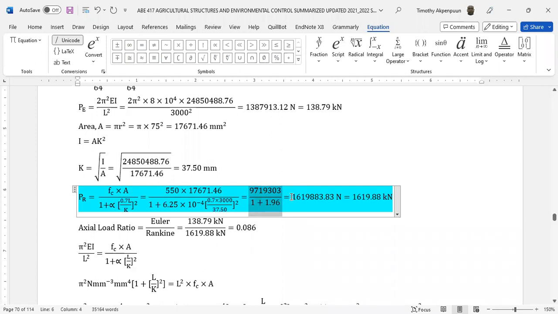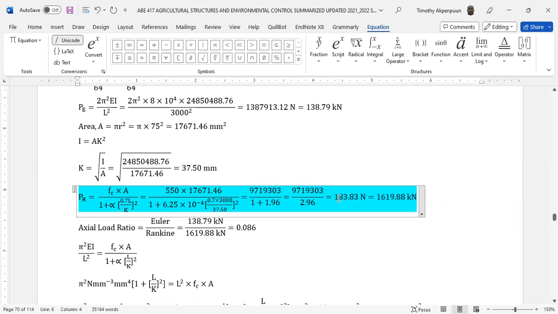So plus 1, that's going to be 2.96. So divided by 2.96. Now, what's the final answer there? The answer divided by 1 plus 1.9, 971.